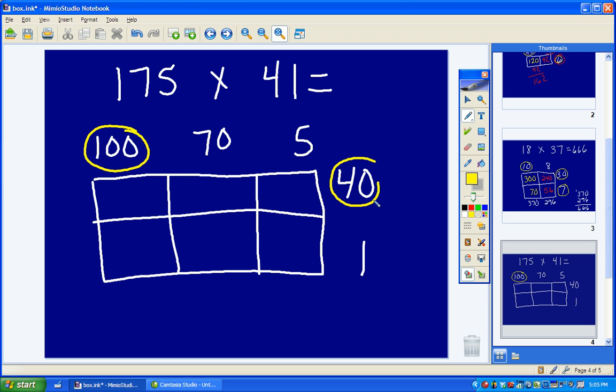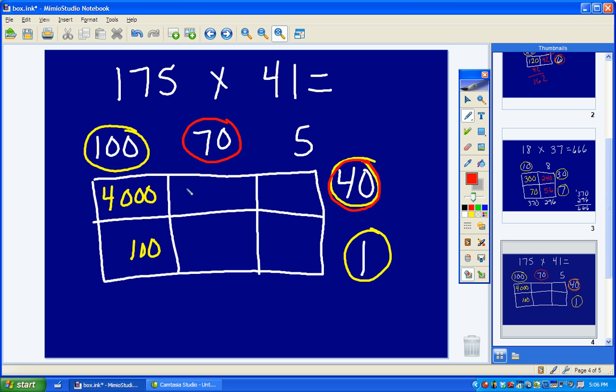100 times 40. Well, 1 times 4 is 4. There's 1, 2, 3 zeros, so that is 4,000. And then I have 100 times 1. Well, that's easy. It's 100. And I'm going to go on to my tens. 70 times 40. Well, 7 times 4 is 28. I see 1 zero, 2 zeros, so it's 2,800. Then 70 times 1 would be 70.